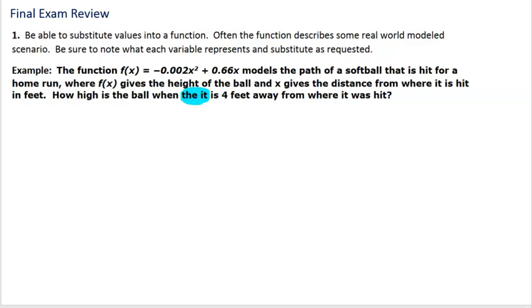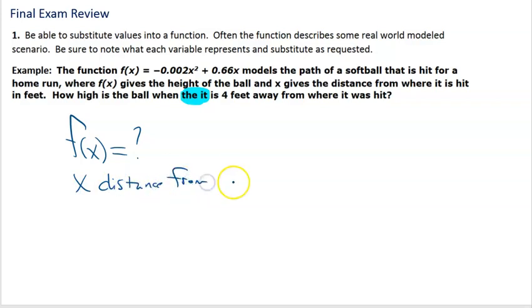So how high is the ball when it is 4 feet away from where it was hit? So again, f of x gives the height of the ball. So f of x is what we're looking for. You need to know how everything is measured, and f of x is the height, and x gives the distance from where it was hit. So x is distance from where it was hit. I'm just going to put distance from hit.